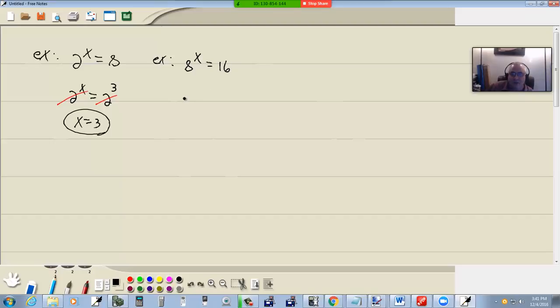This time I have to focus on both sides. So I have to rewrite the 8 as 2 to the third, and I have to rewrite 16 as 2 to the fourth. Now notice this already had an exponent up there, so when I put my new exponent, I multiply them together, 3 times x. Now since they're both 2 to a power, the 2's will cancel, and we got 3x equal to 4. And then you solve for x, divide both sides by 3, and you get x equals 4/3.